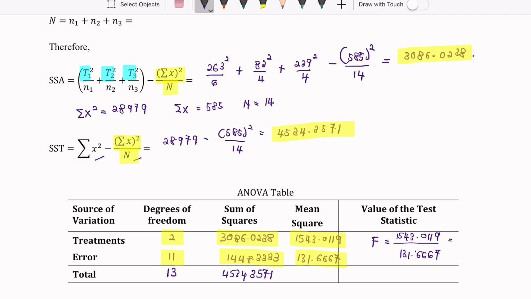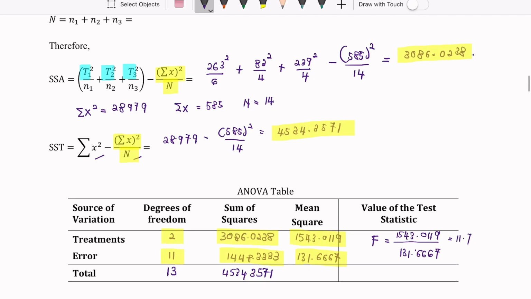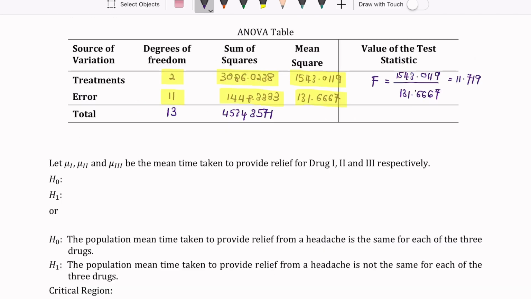And the value of F calculated is 11.719. Next is to complete your hypothesis testing procedure.